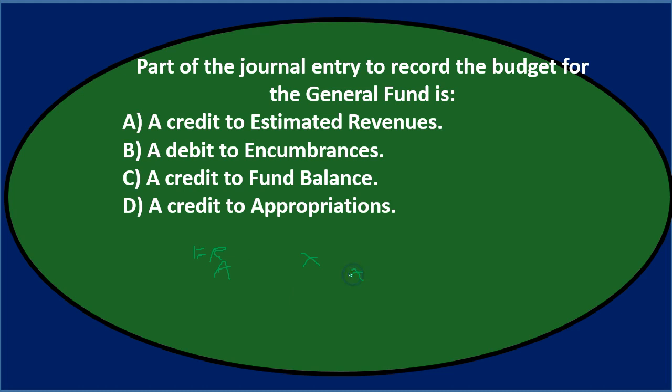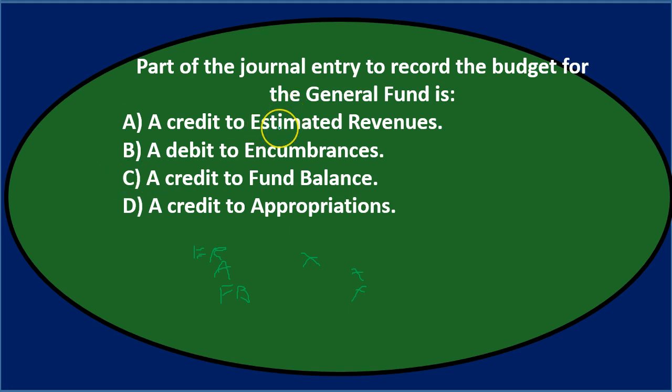And then if the revenue is greater than the expenses, you'd have the difference. That's going to go to some type of equity account, or what we would think of as some type of assets minus liability account. And that's going to be the budgetary fund balance. So we'll just say fund balance, some type of equity account. So keeping that in mind, we're going to go through these and say, okay, part of the journal entry to record the budget for the general fund is a credit to the estimated revenues.